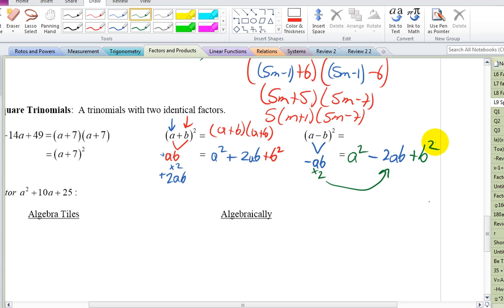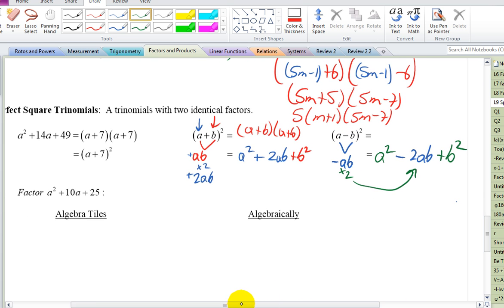Now when we go the other direction, instead of timesing by 2, what are we going to do with the middle term? Divide it by 2. And now they split up. So now we're going the other direction. Reverse your arrows. Let's do it first with algebra tiles.